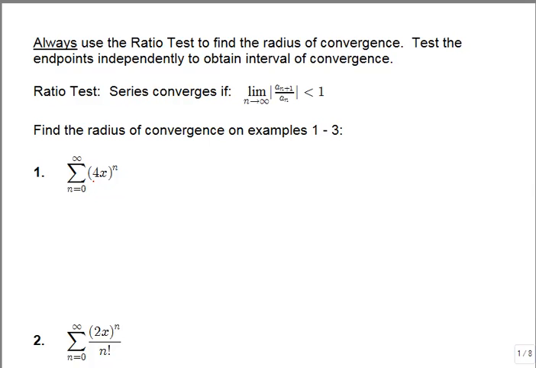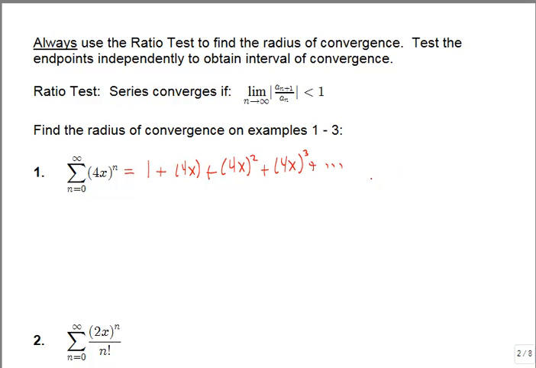We've got the series 4x raised to the n as n goes from 0 to infinity. Now just to get a feel for what this looks like if you were to expand it out. If n was 0, anything to the 0 is just 1. If n is 1, then this is just going to be 4x to the first. If n is 2, then this will be (4x) squared. If n is 3, this will be (4x) cubed, and so forth. So that's an infinite series, and it's kind of like an infinite polynomial.